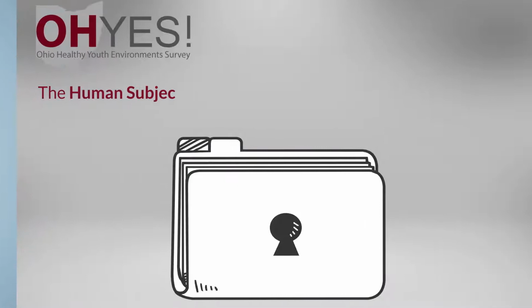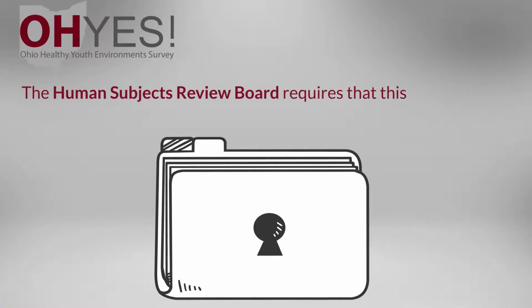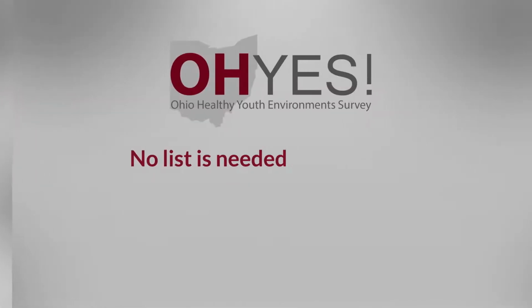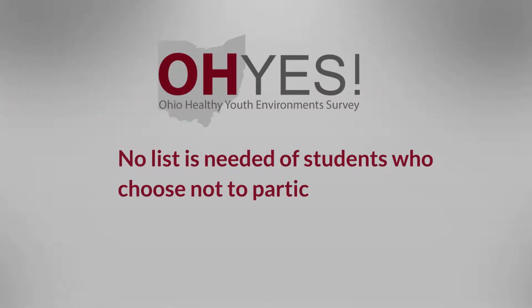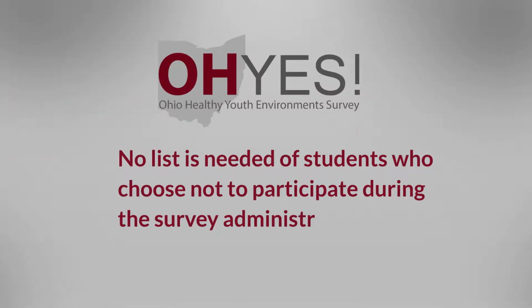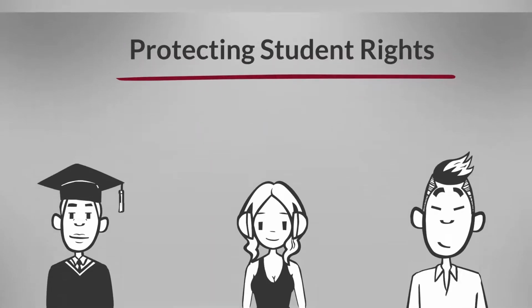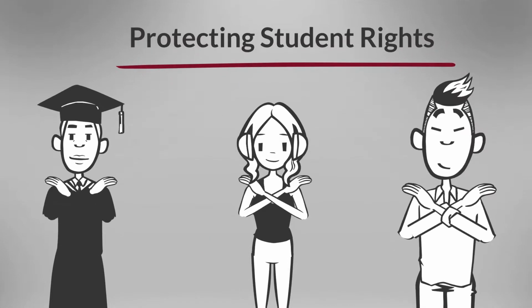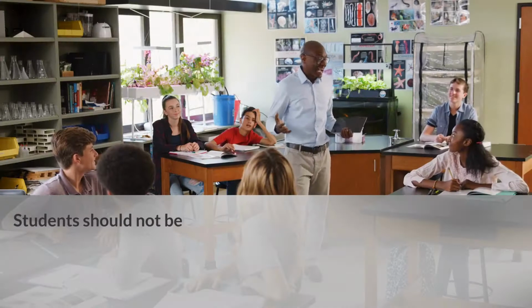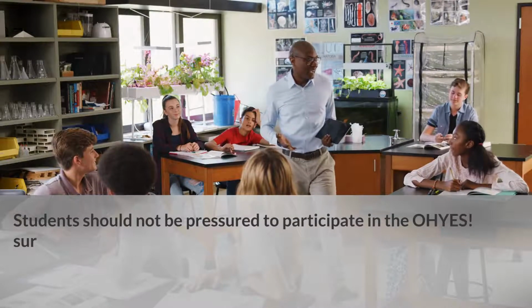The Human Subjects Review Board requires that this list be kept on file at the school for 4 years. No list is needed of students who choose not to participate during the survey administration. Students have the right to decline participation. Students should not be pressured to participate in the OHYES survey.